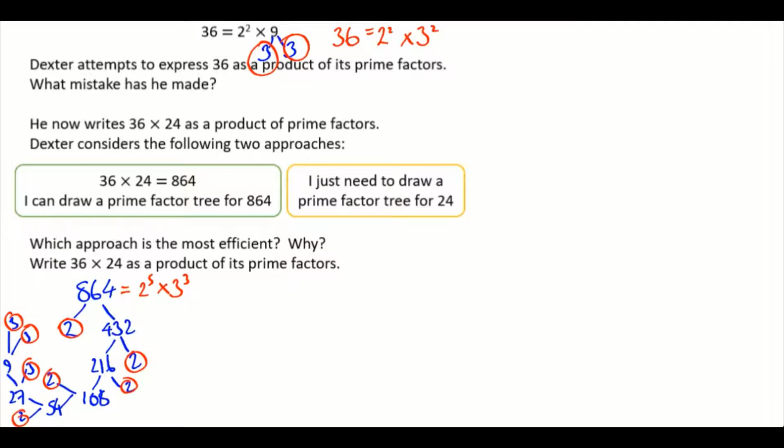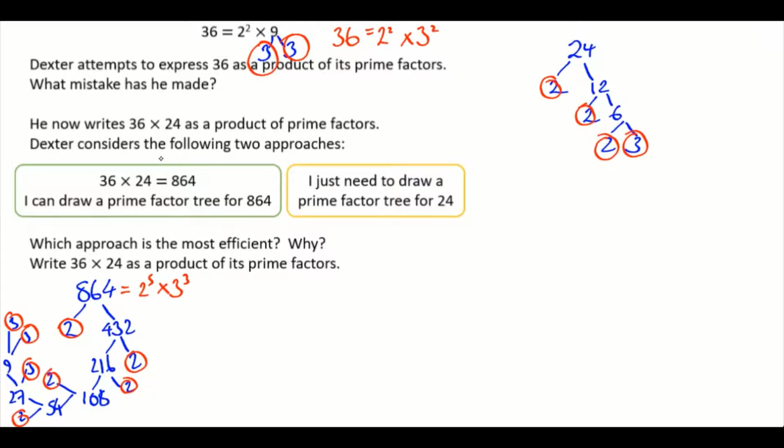But let's look at this other approach. So Dexter says he just needs to draw a prime factor tree for 24. Well, let's do that and see what we get. So 24 is 2 times 12, 12 is 2 times 6, and 6 is 2 times 3.